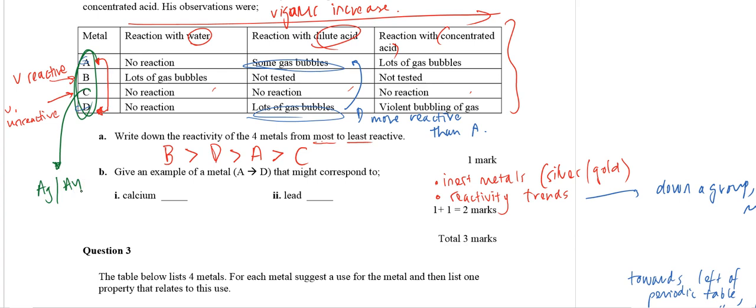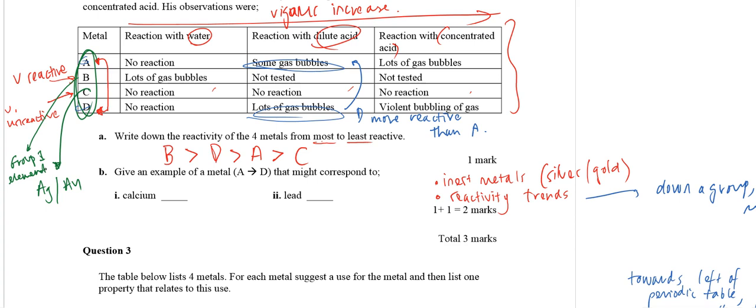Metal B was super reactive, so I'm going to guess that it's one of the elements on the left-hand side of the periodic table, probably in group 1. If you've ever seen potassium or sodium react with water, pretty violent, you wouldn't want to try those with acid. So I'm going to say this is possibly a group 1 element here, maybe potassium. All right.